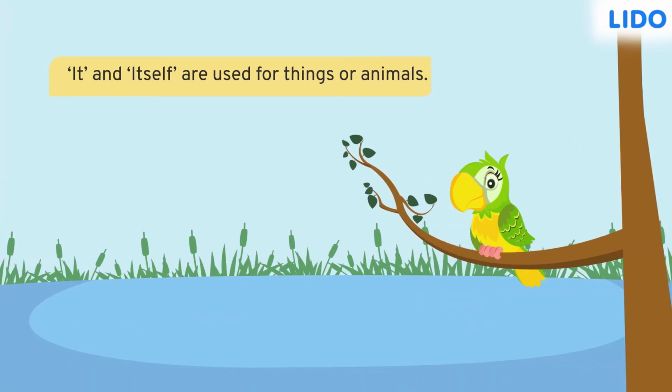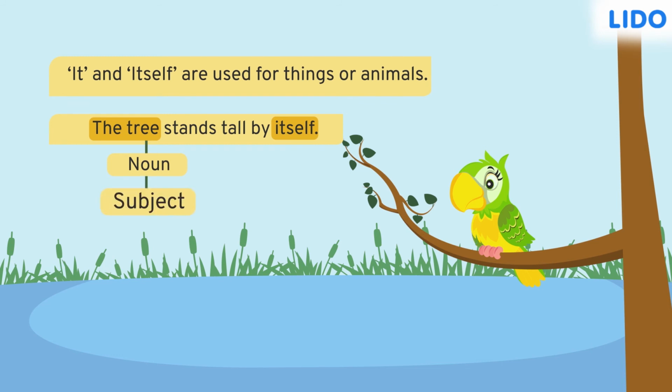It and itself are used for things or animals. Look, the tree stands tall by itself. The tree is a noun or a thing. Even though it is a living being, the pronoun it and itself is used for the tree, therefore making the subject of the sentence the tree. It is the only tree in this case and stands tall on its own. The predicate reflects the subject tree by using itself.